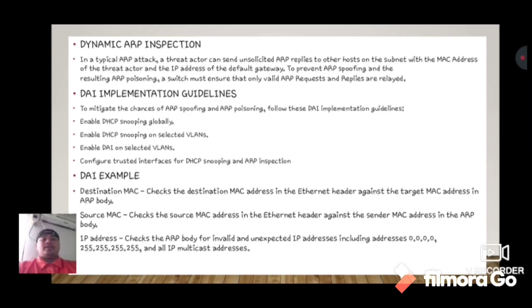DAI example. Destination MAC. Checks the destination MAC address in the Ethernet header against the target MAC address in the ARP body. Source MAC. Checks the source MAC address in the Ethernet header against the sender MAC address in the ARP body. IP address. Checks the ARP body for invalid and unexpected IP addresses, including addresses 0.0.0.0, 255.255.255.255, and all IP multicast addresses.